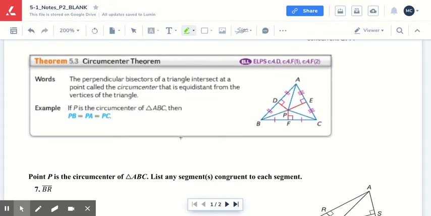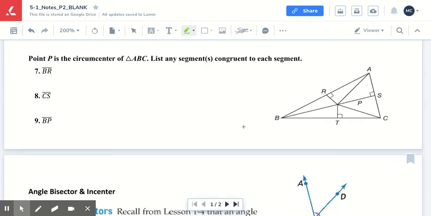Okay, so our circumcenter theorem says the perpendicular bisectors of a triangle intersect at a point called the circumcenter that is equidistant from the vertices of the triangle. So this is my circumcenter. It is where the three perpendicular bisectors intersect, and the distance that this point is from each of the vertices is congruent. So that means PB is equal to PA, which is equal to PC. So P to this vertex, P to this vertex, P to this vertex, those three line segments are congruent.